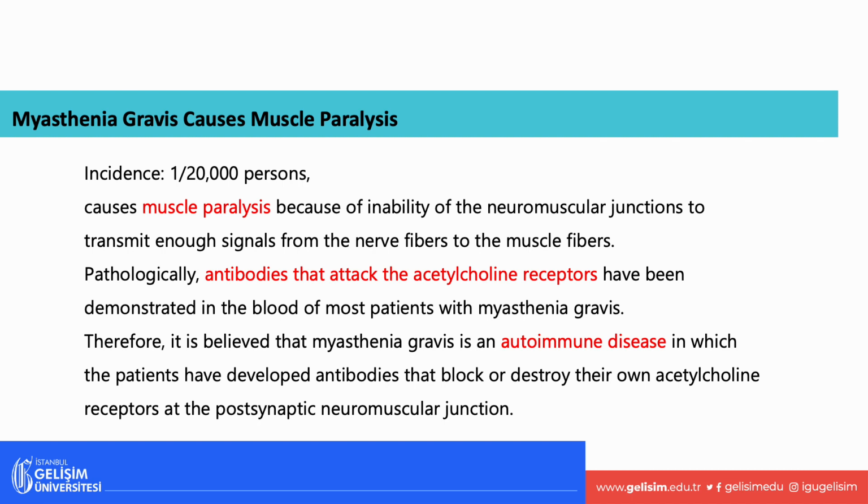So what does this suggest? This is saying that myasthenia gravis is an autoimmune disease, meaning that the immune system attacks the body and ends up destroying the cells and tissues. So in this case, the immune system mistakenly targets the acetylcholine receptors at the neuromuscular junctions, leading to muscle weakness as well as paralysis.